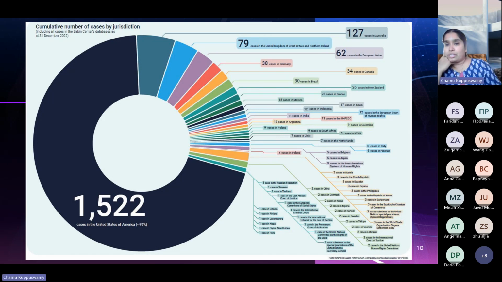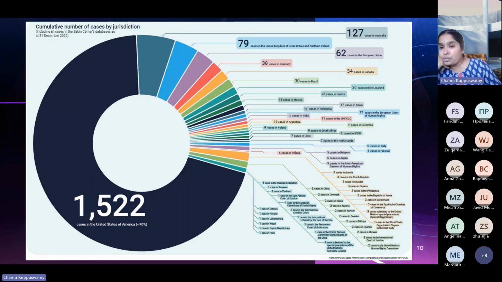So that's in relation to international investment. 7 cases in Chile, 7 in the Netherlands, 6 in Italy, 6 in Pakistan, 5 in Belgium, 5 in Japan, and 5 in the regional Inter-American System of Human Rights. 4 cases in Ireland. And then there's 3 cases in Austria, Czech, Ecuador, Guyana, Philippines, Korea, Switzerland. The Stockholm Chamber of Commerce, interesting forum for adjudication.